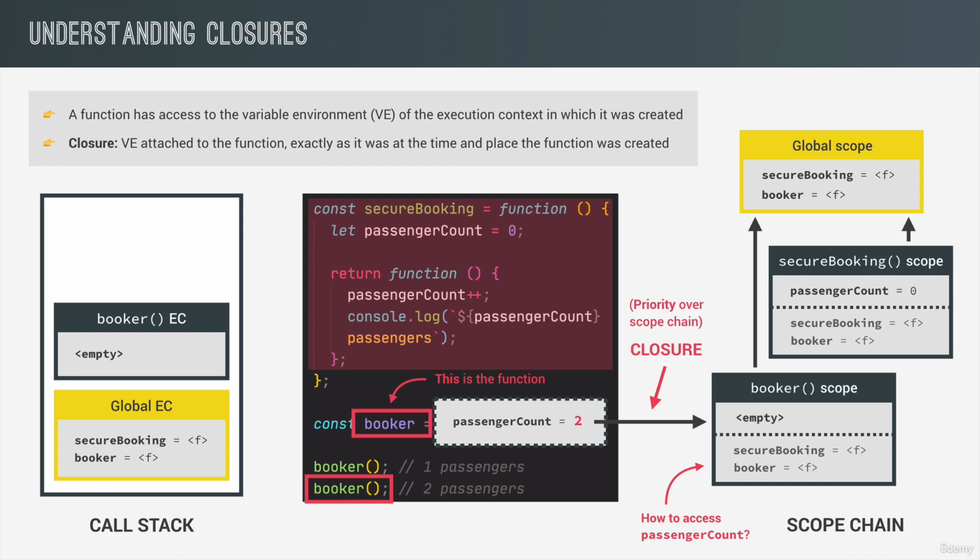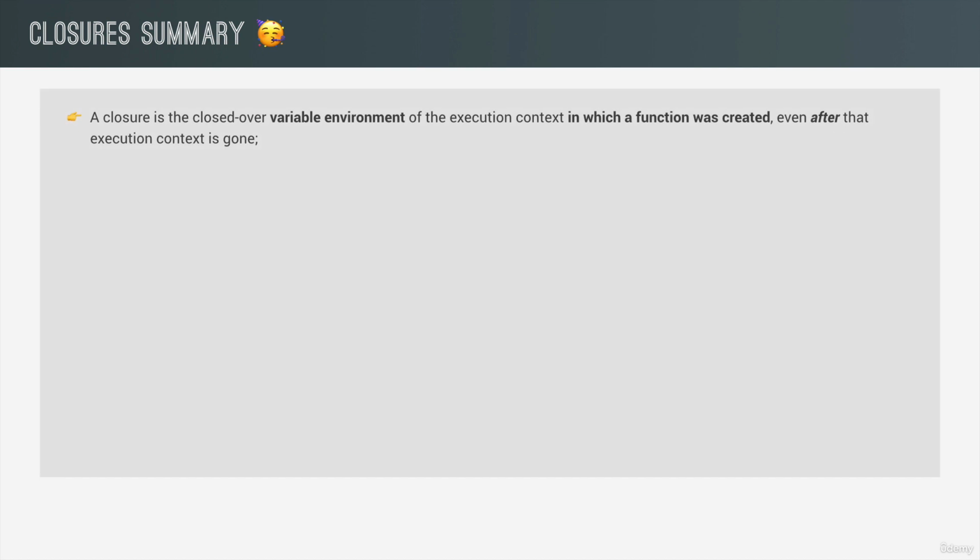And I know that this is all quite complex, so let me give you a couple different definitions of closure now, some more formal ones and some more intuitive and maybe easier to grasp. And the most formal definition of closure is the one we already saw, which is that a closure is the closed over variable environment of the execution context in which a function was created, even after that execution context is gone. Or in other words, even after the function to which the execution context belongs has returned.